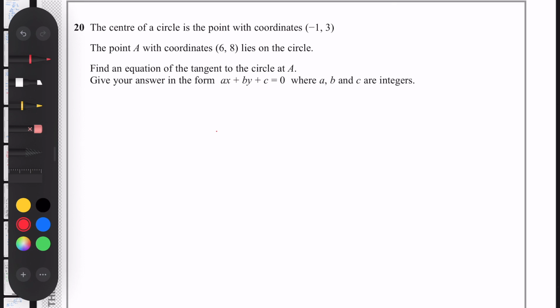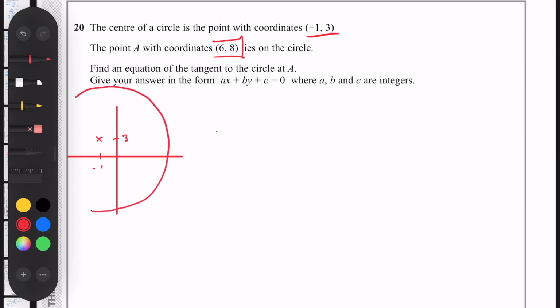I would always recommend actually just drawing a sketch for this so we know what's going on. The centre of the circle is minus 1, 3. So that would be minus 1, 3. Look like this. And there's a point on it, 6, 8. So I think it's quite a wide circle. Be like this. And 8 is, I don't know, here. And that would be point A, and this would be the centre.